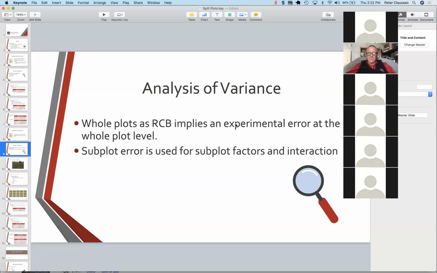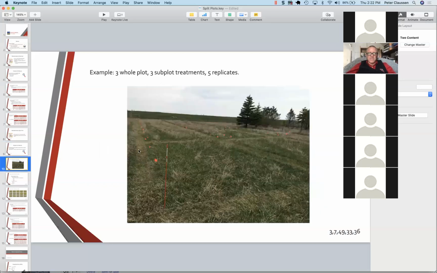Well, let's talk about an experiment. This is not one I did myself, but this is a type of experiment that illustrates why we would do something as a split plot.